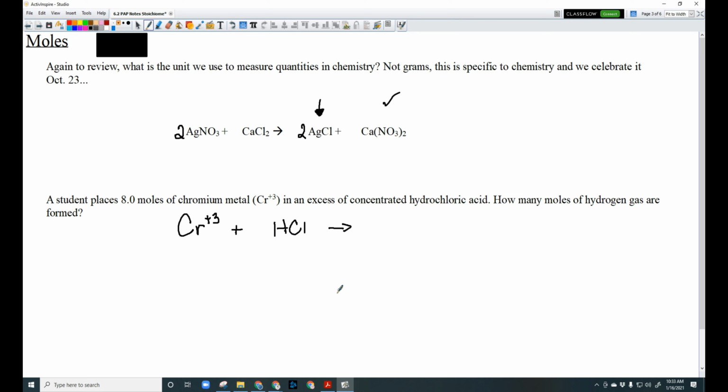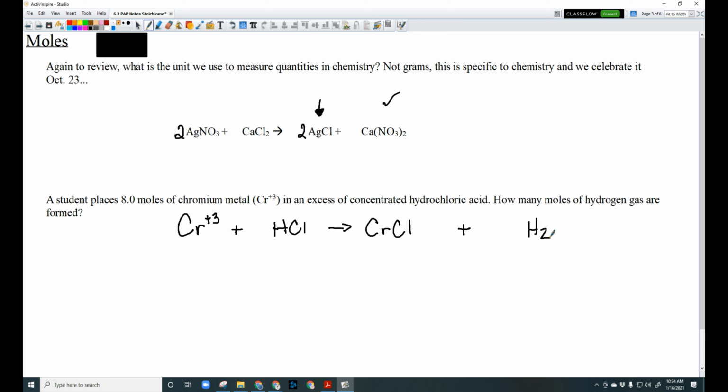Okay. So what are the products of this? Well, this is what type of reaction? Single replacement. So is this chromium stronger than this hydrogen? I'm going to answer that for you. The answer to that is yes, but you would look on your activity series to make sure. So chromium is going to kick out hydrogen, and we're going to get chromium chloride produced. Chromium chloride plus hydrogen gas.